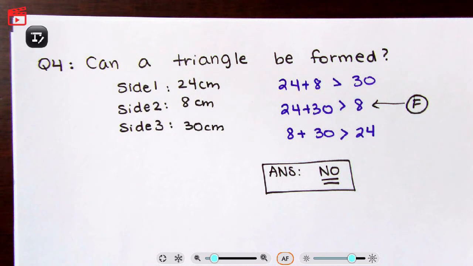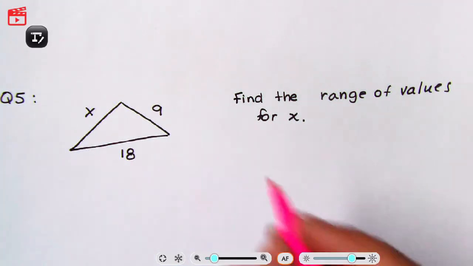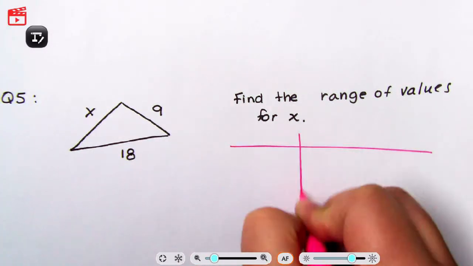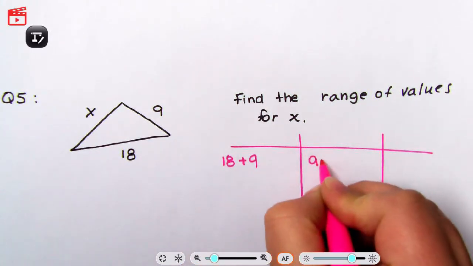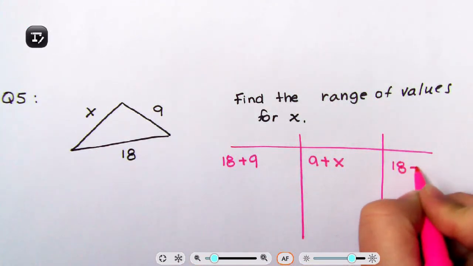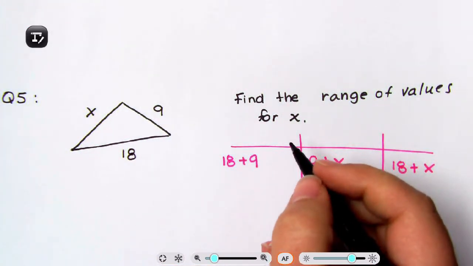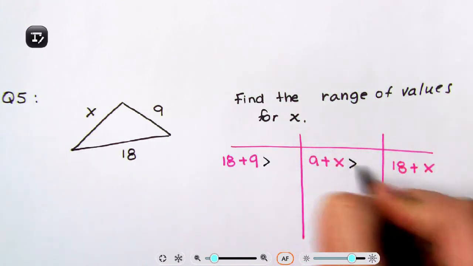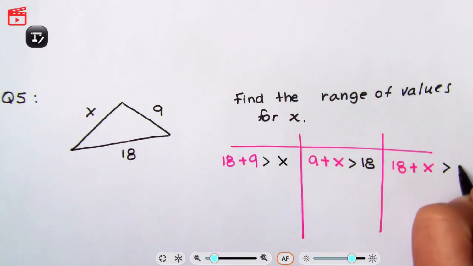All right, let's go ahead and move on to the next one. Find the range of values for x. So very similar to example number 3, we're going to set up 3 different equations. So we have 18 plus 9, 9 plus x, and 18 plus x. All of them are greater than that third side. So in this case x, in this case 18, and in this case 9.